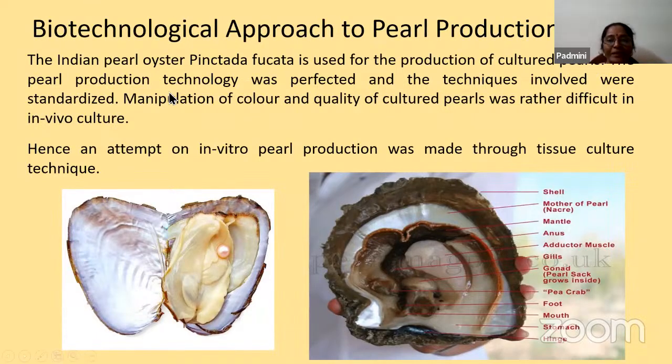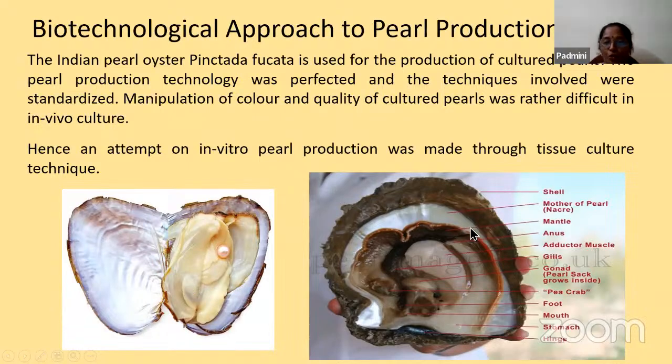So that's called pearl culture. The production technology was perfected, and the technique involved was standardized. Manipulation of the color and the quality of cultured pearls was rather difficult in in vivo culture, and hence an attempt at in vitro pearl production was made through the tissue culture technique. If you cut open, this is the mantle you can find, and inside the mantle you have these pearls.